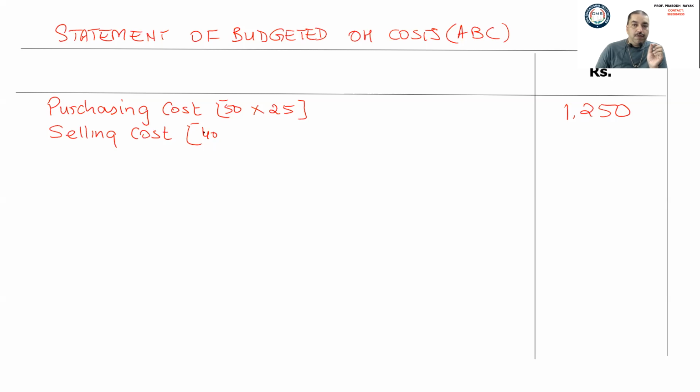Yes or no? 15,000 units is the output. The batch size is 100 units. So 15,000 divided by 100. How many batches? 150 batches. 150 batches.